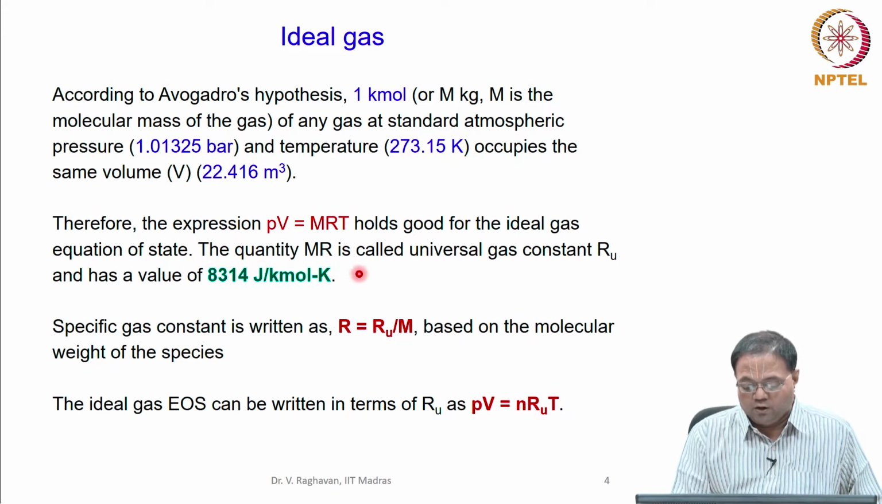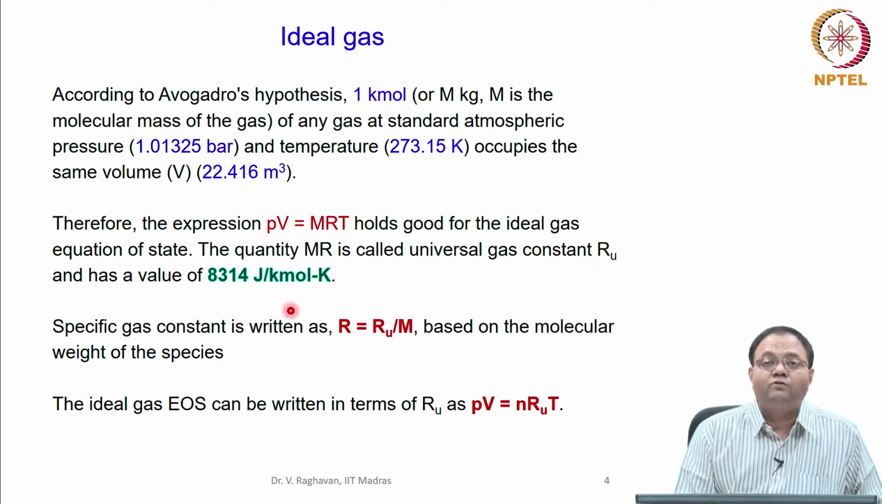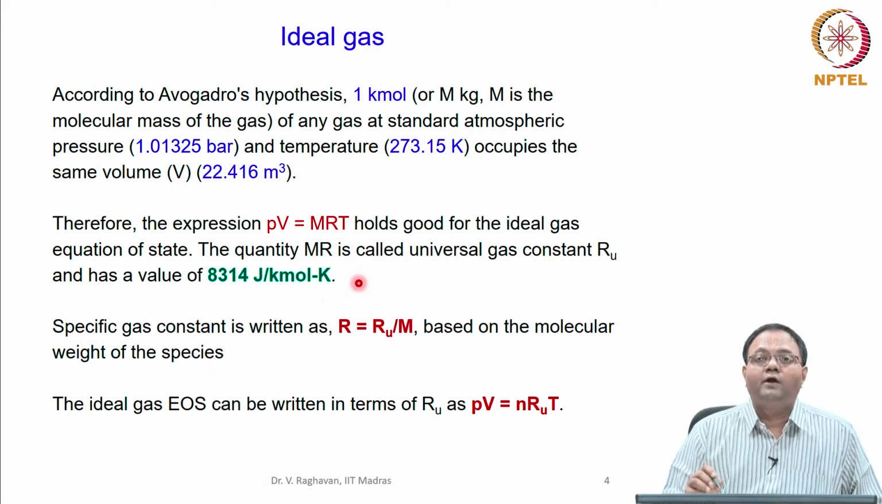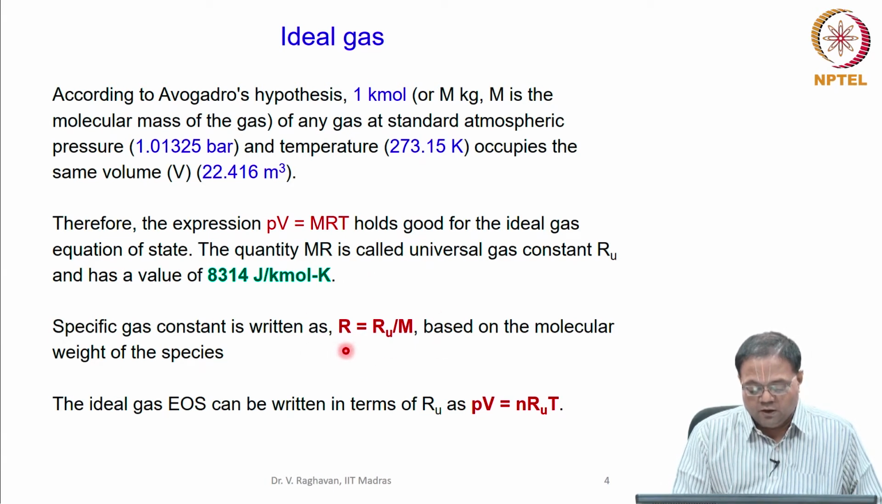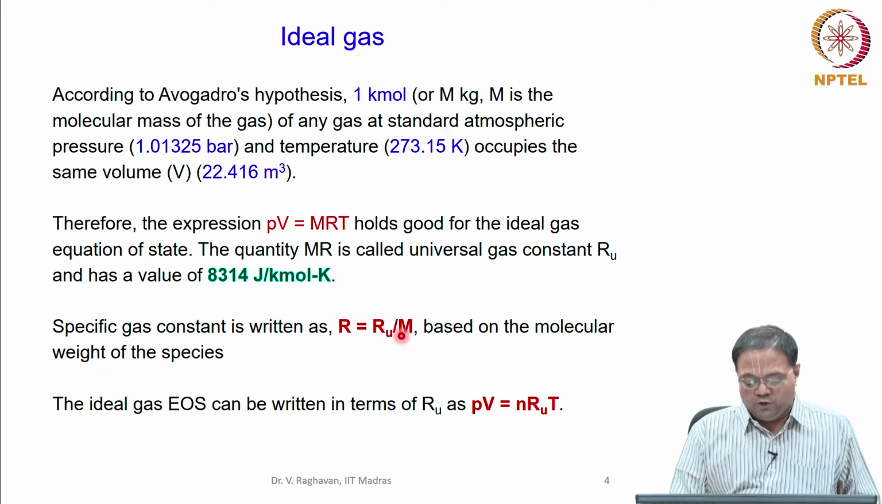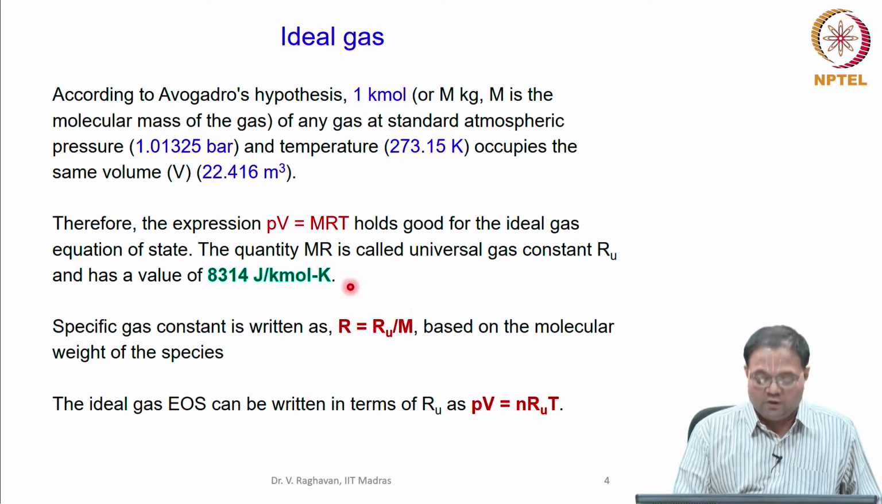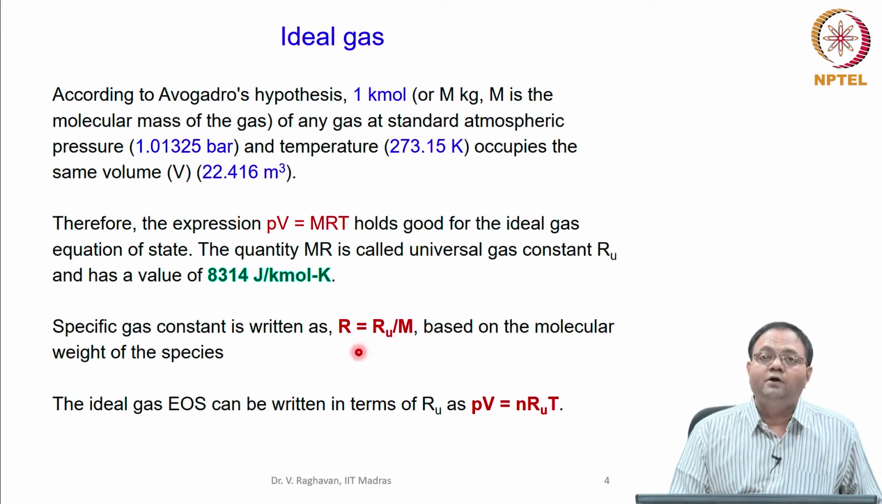The quantity MR is called the universal gas constant, R suffix U, and it has a value of 8314 joule per kilomole Kelvin. A specific gas constant can be written as R equal to R suffix U divided by the molecular weight M. The molecular weight has a unit of kg per kilomole. So, when you substitute, you get the universal gas constant in joule per kilomole Kelvin, and if you divide that by the molecular weight, you get the specific gas constant, which has a unit of joule per kg Kelvin.